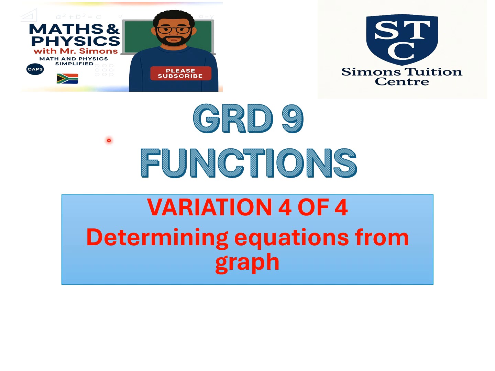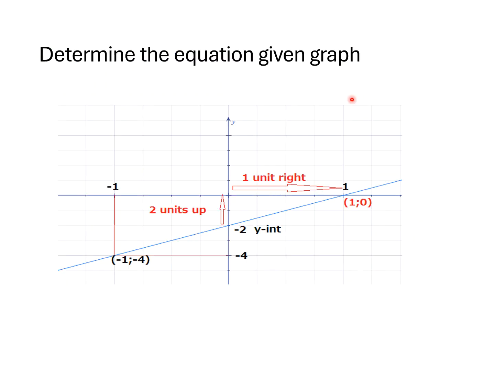Hi everyone and welcome to Maths and Physics with Mr. Simons. Today's lesson on functions or straight line. We are determining an equation from a graph. So the more complex variation, this is variation 4 of 4. Right, so we have to determine the equation given the graph.